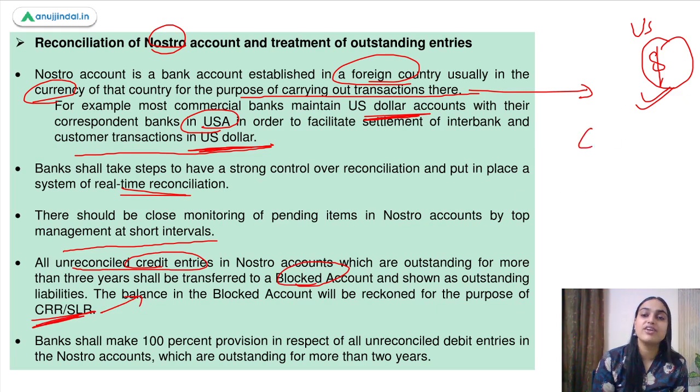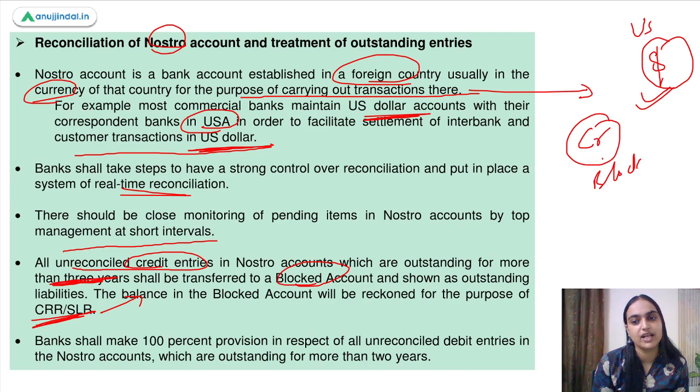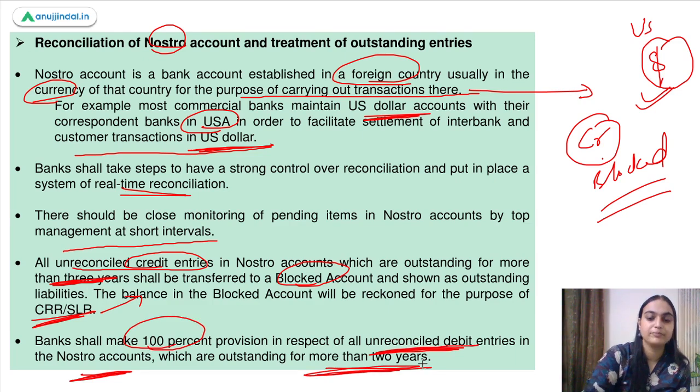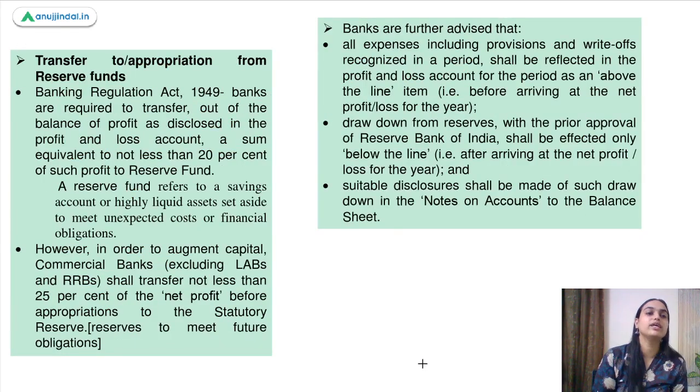So, agar koi unreconciled credit entries hai, to unko aapko jo 3 saal se zyada time ke liye outstanding hai, to usko aapko blocked account mein dal ke uske against reserves maintain karni hongi. And banks need to maintain 100% provision against unreconciled debit entries in the nostro accounts outstanding for more than 2 years. Alright. Moving ahead to the next part, transfer to an appropriation from the reserve funds.